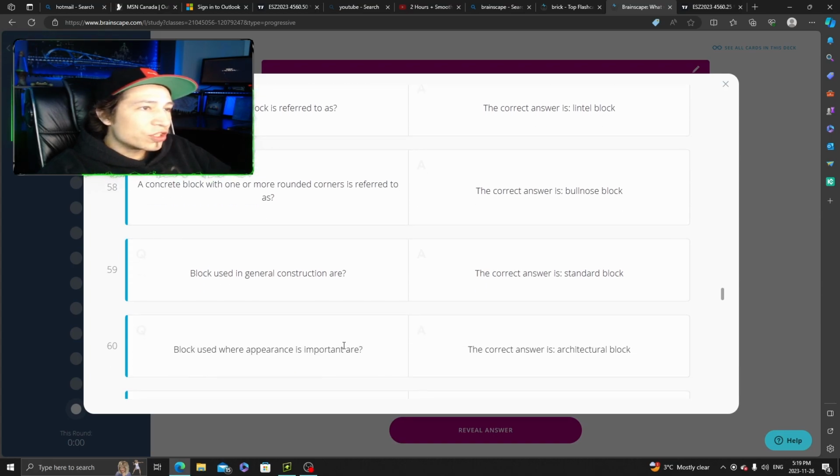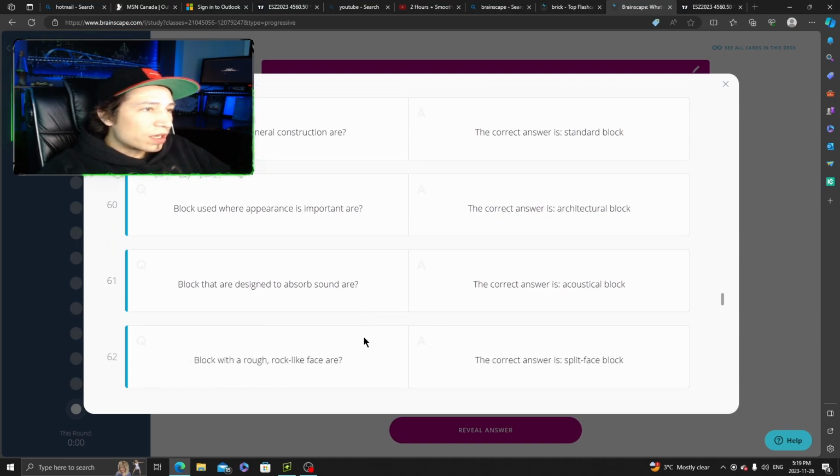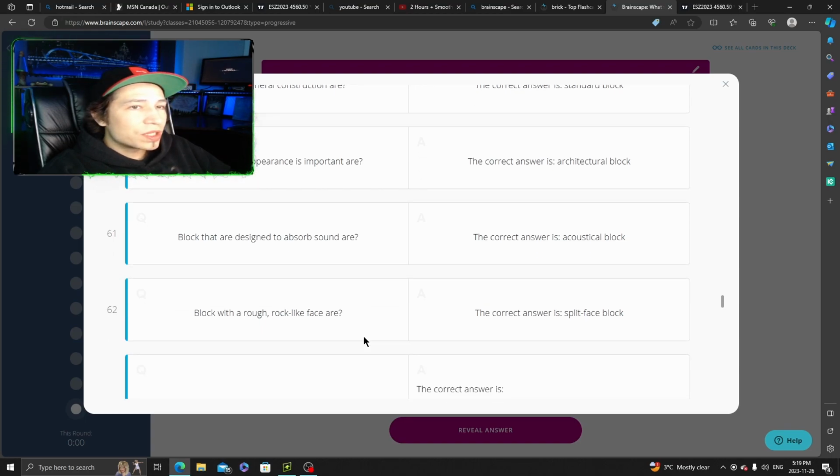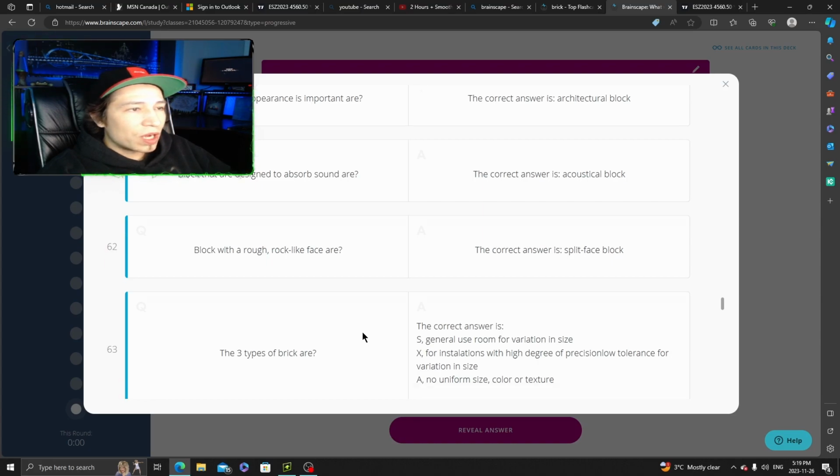Block used in general construction are standard block. Block used where appearance is important are architectural block. Block that are designed to absorb sound are acoustical block. Block with a rough rock-like face are split-face block.